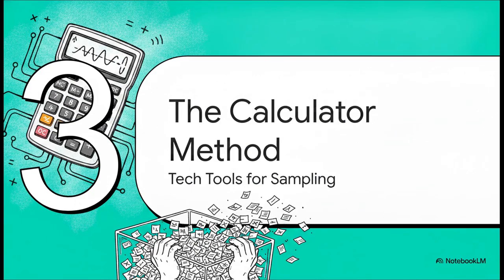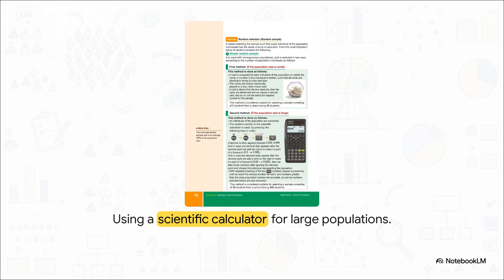Which brings us to Section 3, the calculator method. Okay, so what happens when your population is just way too big for a physical box of folded names? You really can't be folding 500 pieces of paper without your hands cramping up, right? This is where our first tech tool comes in.